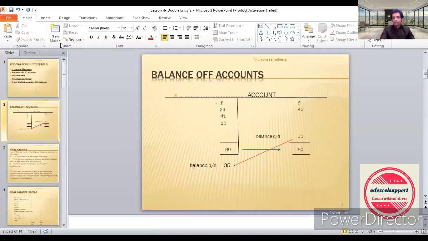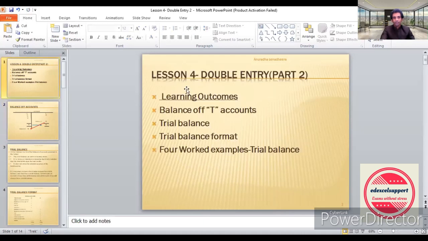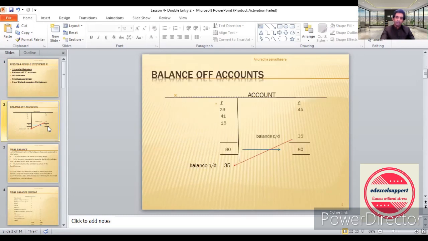First of all, we go to slide number 1. It tells you the learning outcomes. First, we learn how to balance off T accounts. Then, an introduction to the trial balance. Then we learn about the trial balance format. Finally, we discuss nearly 4 questions on trial balance. So, first we have to learn how to balance off a T account.